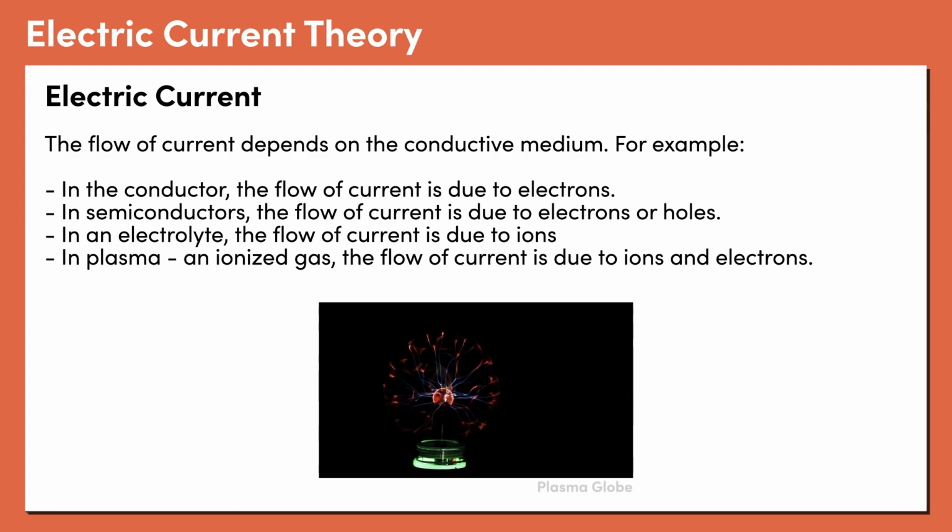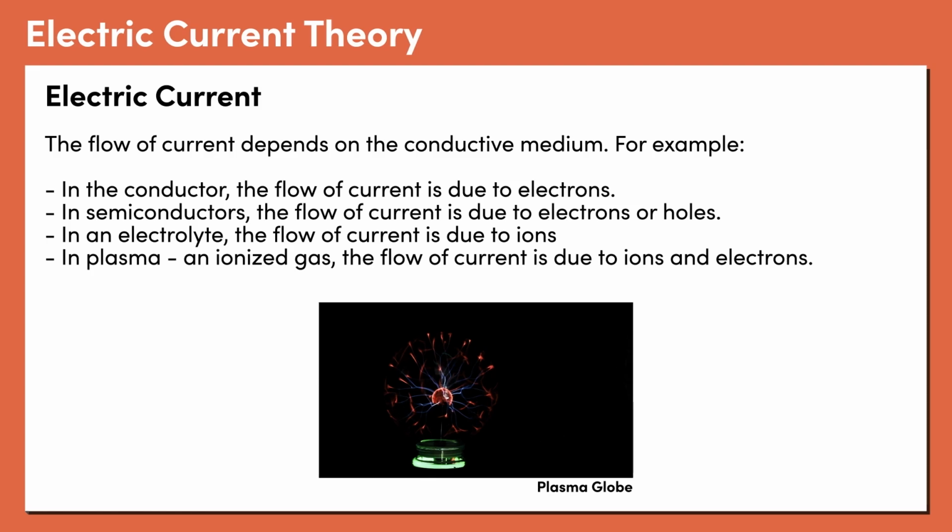A stream of charged particles flowing through an electric conductor is known as an electric current. The moving charged particles, also called carriers, which may be electrons, holes, ions, etc. The flow of current depends on the conductive medium.